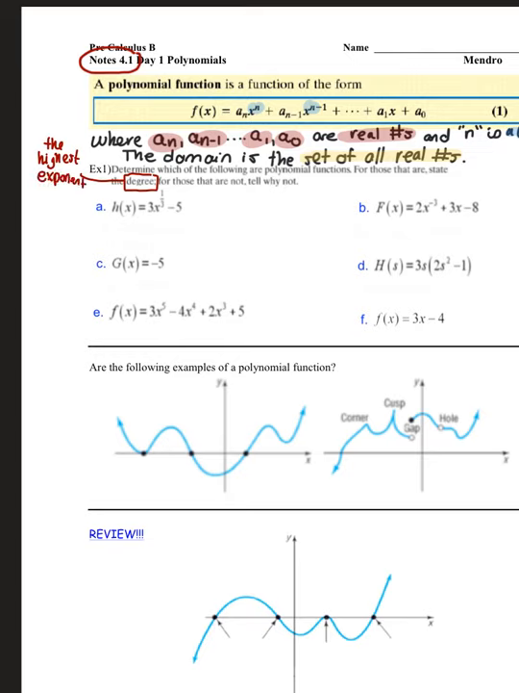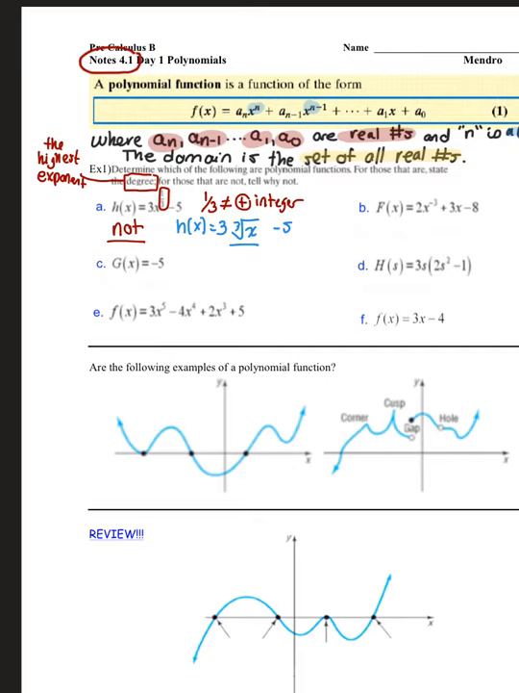As we look at this first one, we have 3 times x to the 1/3 power minus 5. This one is not a polynomial function because that exponent of 1/3 is not a positive integer. The other reason you could look at it as not being a polynomial function is if you remember what x to the 1/3 means. That actually means 3 times the cube root of x minus 5. So in reality, this function is a cube root function, not a polynomial function.